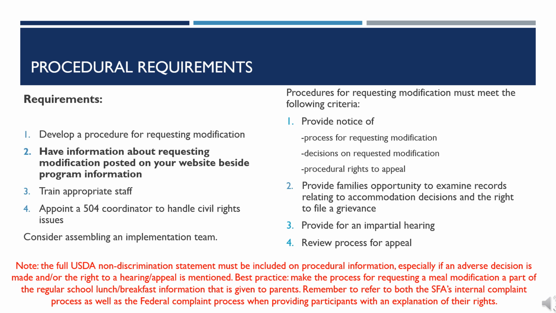Procedures for requesting modification must meet the following criteria. Provide notice of process for requesting modification, decisions on requested modification, and procedural rights to appeal decisions. Providing families opportunity to examine records relating to accommodation decisions and the right to file a grievance. Providing for an impartial hearing and reviewing the process for appeal. Note that the USDA non-discrimination statement must be included on procedural information, especially if an adverse decision is made. Best practice would be to make the process for requesting a meal modification part of the regular school lunch breakfast information that's given to parents or again posted on the site.